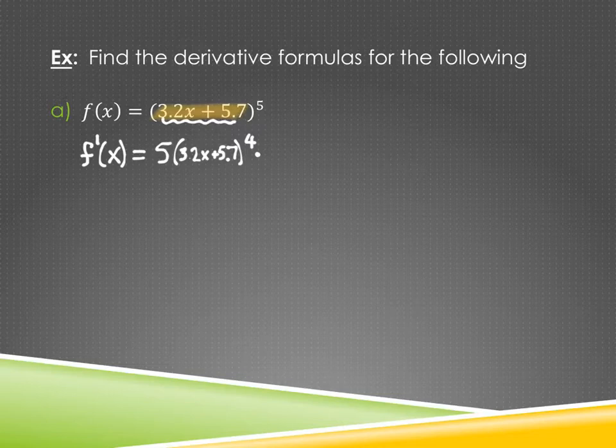What's the derivative of 3.2x plus 5.7? Just 3.2, because it's a line, right? So its slope is 3.2. 3.2, and we're done. Literally done. You do not have to simplify anything. You don't have to clean anything up. You don't even have to combine the 5 and the 3.2. You could, but you're not required to.